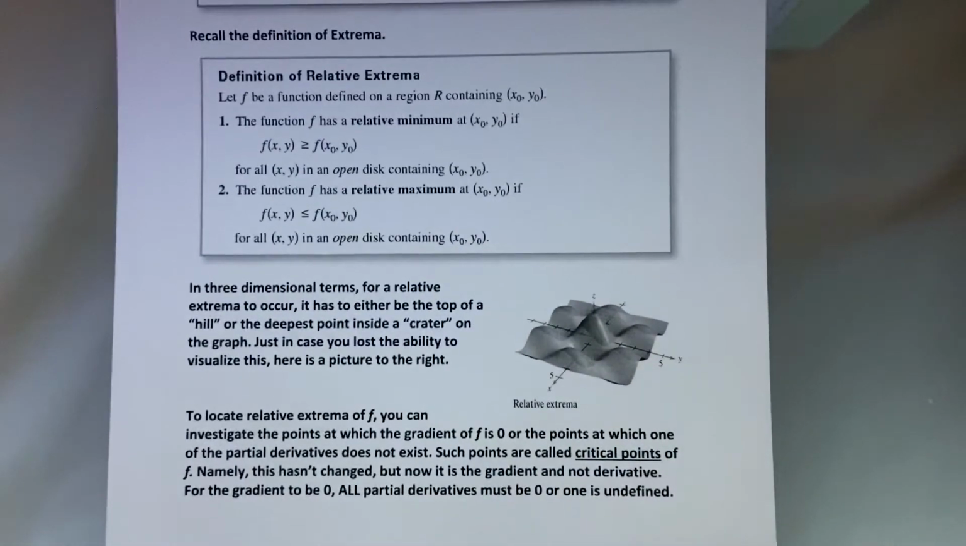So in three-dimensional terms, to have a relative maximum or a relative minimum, you kind of need to be at the top of a hill to have a maximum, or you need to be inside a crater to have a minimum. To locate relative extrema of f, you can investigate the point at which the gradient is 0. Since the gradient is made up of the individual partial derivatives, that means all partial derivatives must be equal to 0 for the independent variables for the point to even be considered a relative maximum or minimum.